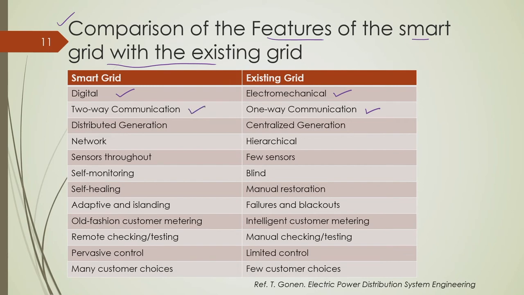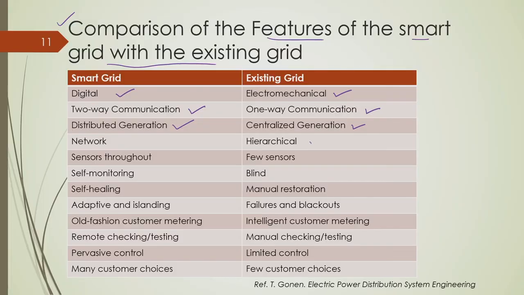The existing grid mostly depends upon centralized generation from conventional generation systems, like coal-fired or natural gas-fired energy generation systems. But the smart grid should have more distributed generation, which mostly focuses on renewable energy generation systems like solar photovoltaic or wind.